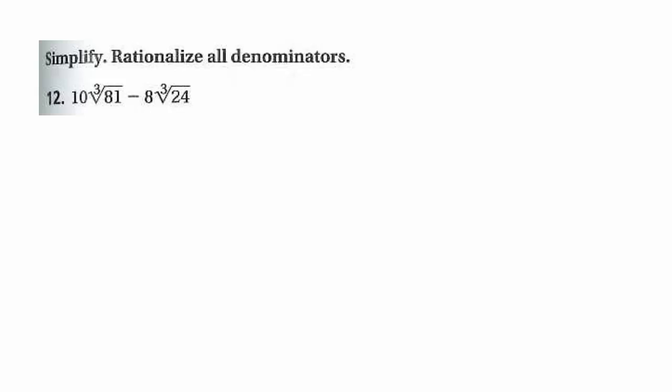For number 12, we're practicing simplifying and, if needed, rationalizing denominators. So we're adding and subtracting radicals right here. You have to have like terms. It looks like you can't do anything with this, but you have to simplify the radicals to see if you really can combine these. So let's look at 81. That's 9 times 9. And then each of those break down into a couple of 3's.